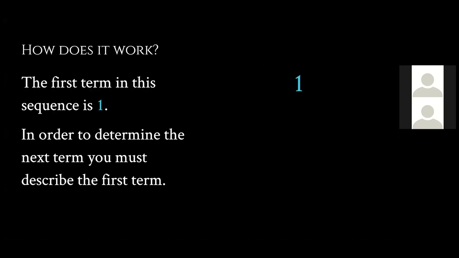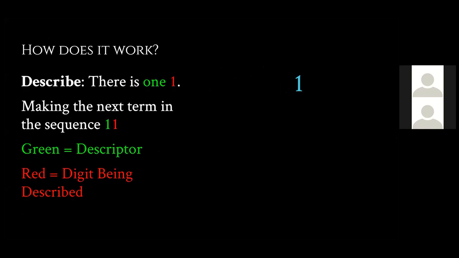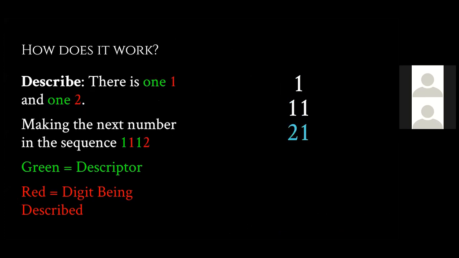So how does it work? In our first term today, we have 1. And in order to determine the next term, you just must describe. So we would simply say that there is one 1, making the next term 1, 1. And as you see now, we're just going to count it: 1, 2. So we would say that there are two 1s, making your next term 2, 1. And for this one, we would say that there are one 2, one 1, making 1, 2, 1, 1.